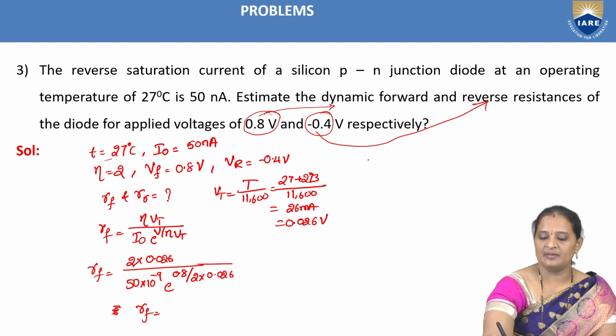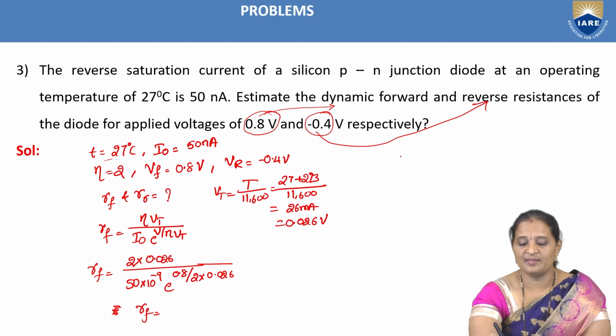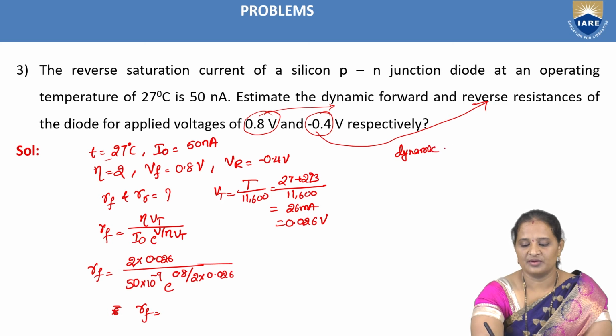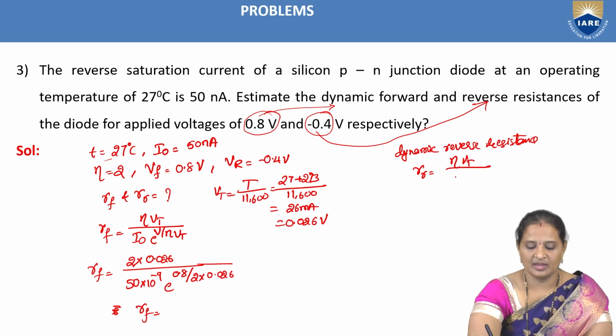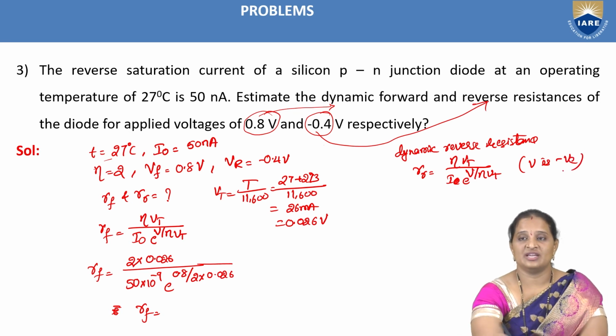Next, similarly, reverse dynamic resistance. Dynamic reverse resistance is represented with small rr. It is also given by eta Vt divided by I naught e power V by eta into Vt, where V is negative. Applied voltage is negative.